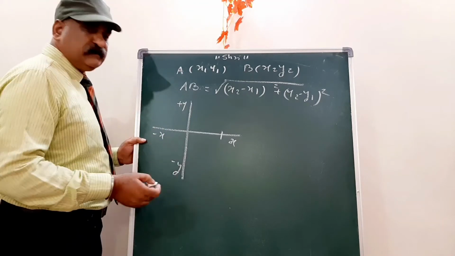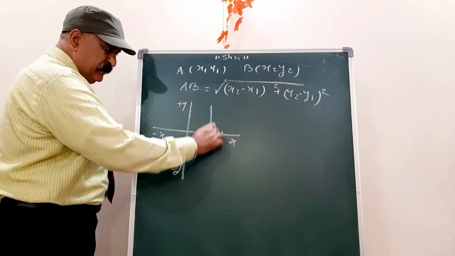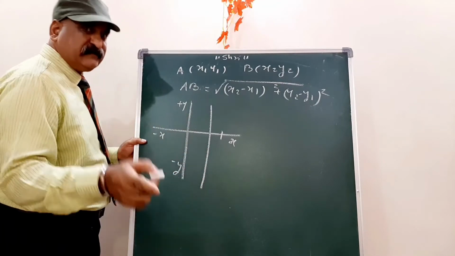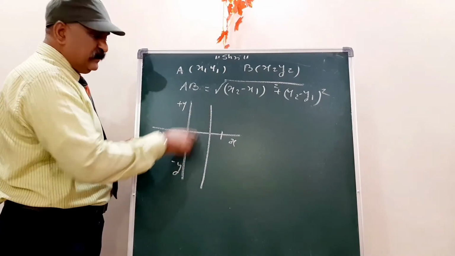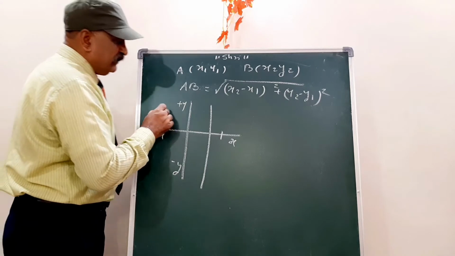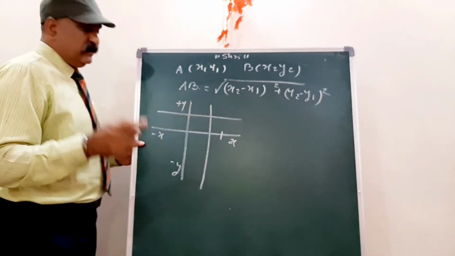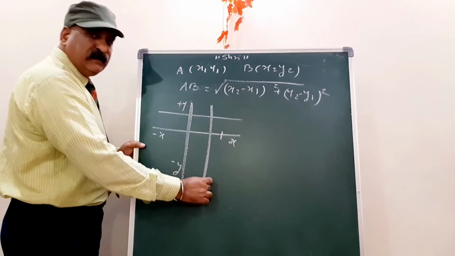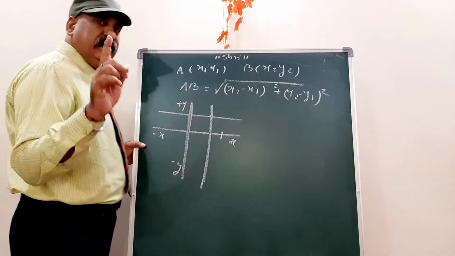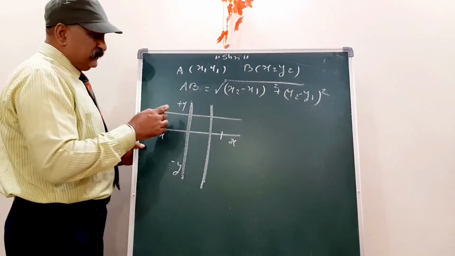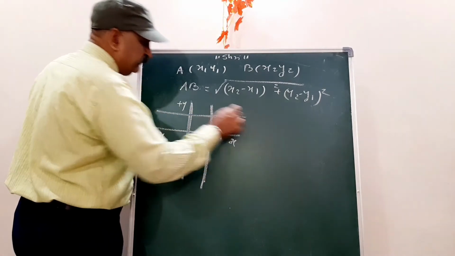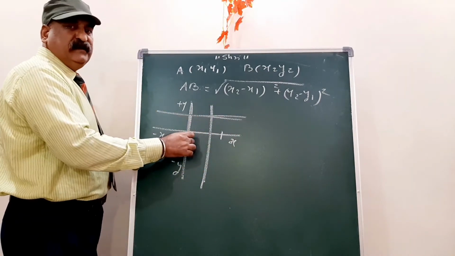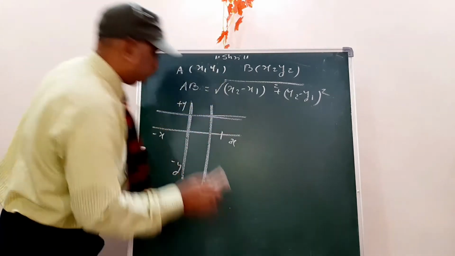Okay? If the line is parallel to x-axis, this is the line parallel to y-axis, and this is the line parallel to x-axis. If the line is parallel to y-axis, it means only the x coordinate will be there. And if the line is parallel to x-axis, then the y coordinate will be there. Again, I want to tell you.